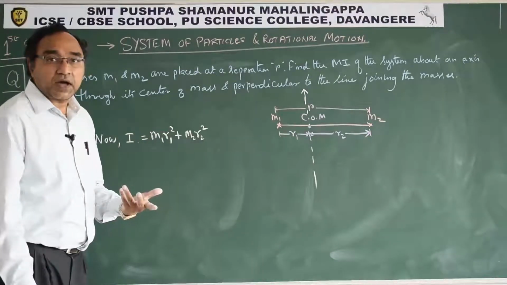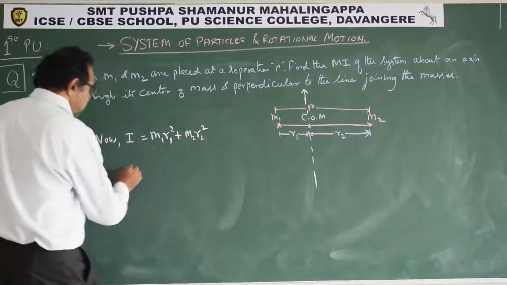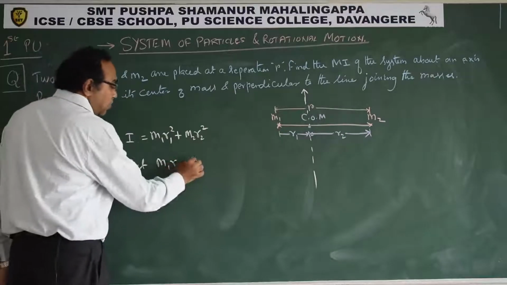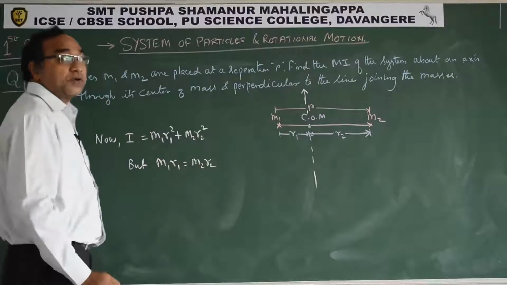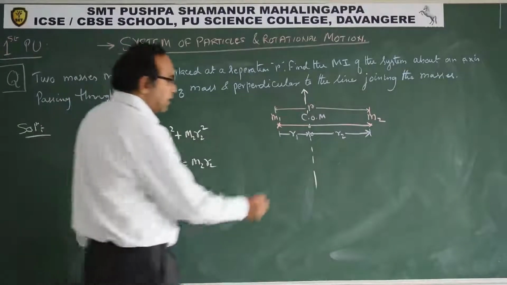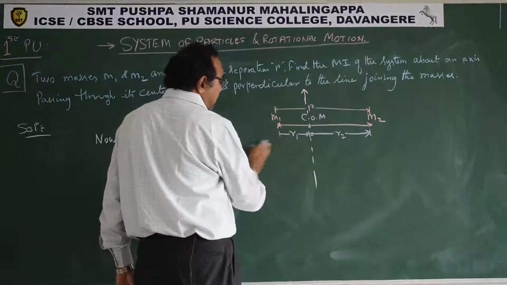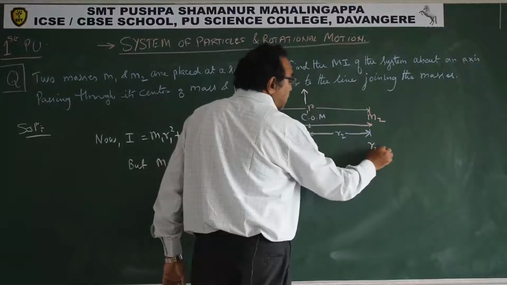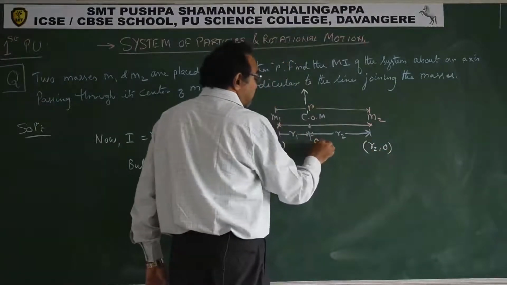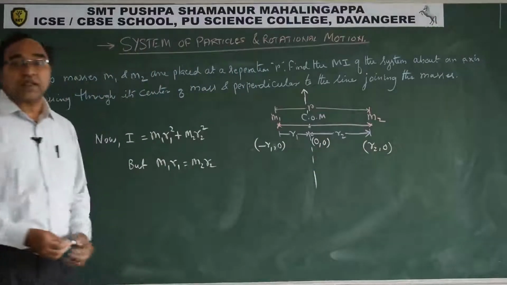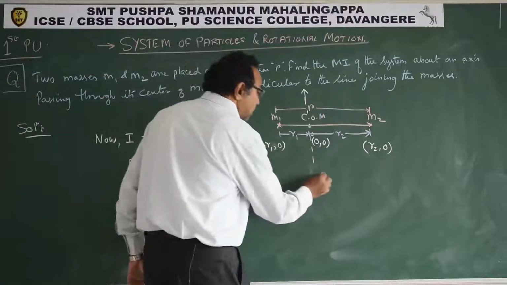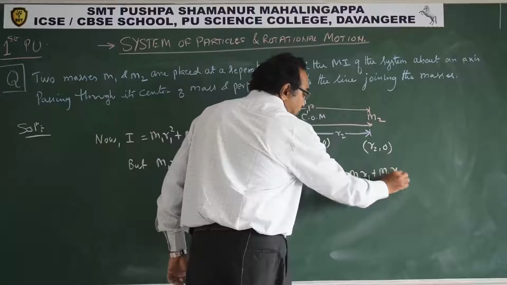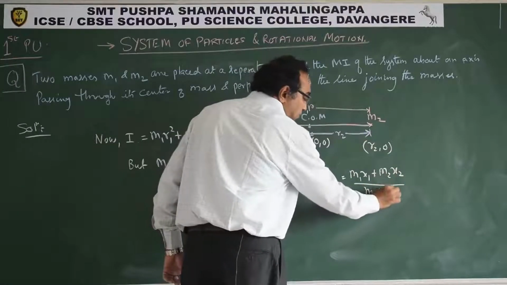Now how much is r1 and r2? But m1 r1 is equal to m2 r2. Why? Center of mass. If you say the coordinate of this is minus r1 comma 0, and here the coordinate is r2 comma 0, and the center of mass is 0 comma 0. Now please apply the concept of x coordinate of center of mass is m1 x1 plus m2 x2 upon m1 plus m2. This is what we have.